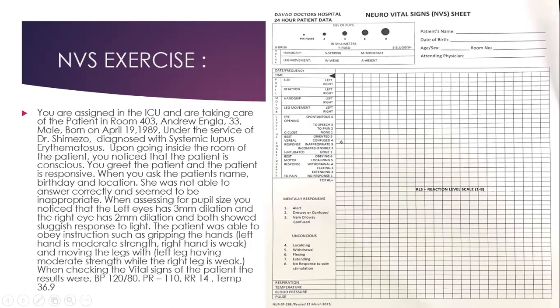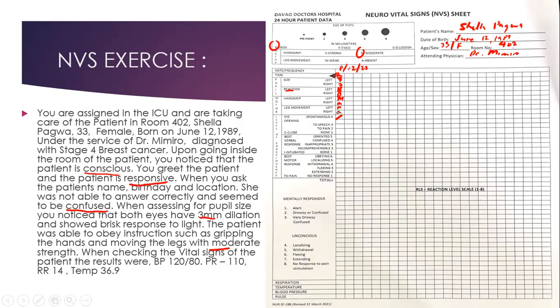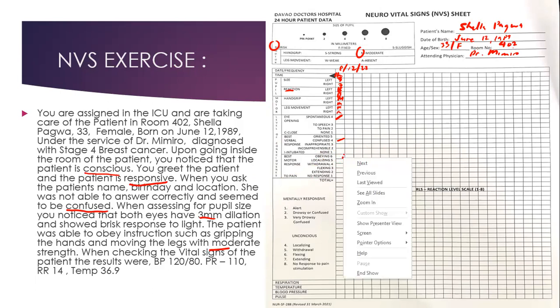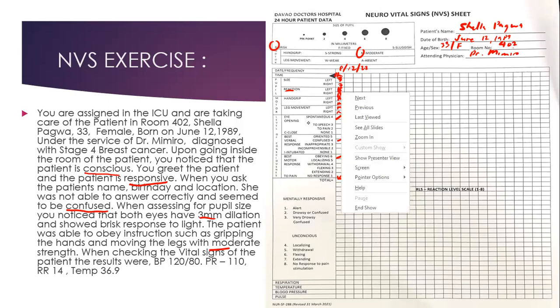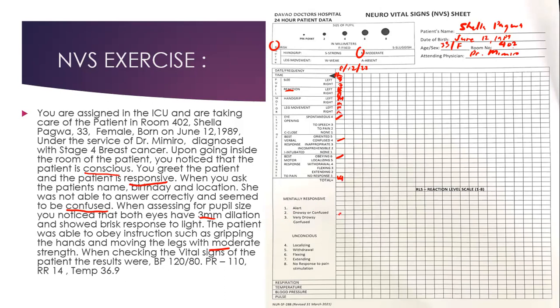Okay, 4. And then, how about best motor response? Since she can obey, so 6. So what do we have? 14, no? 14. Then, since she is confused, her verbal response is at number 2.